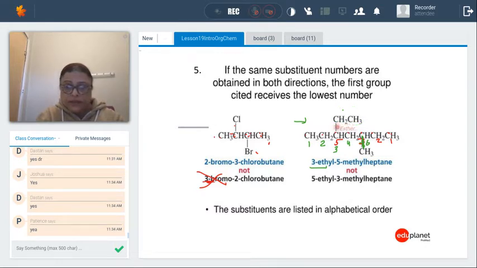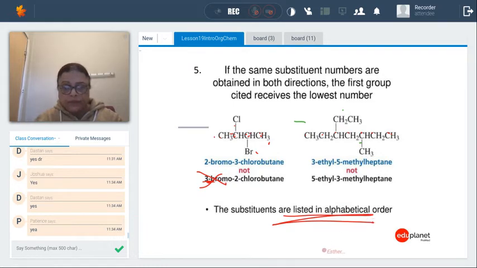And if you have the same numbers, whether you count from left to right or from right to left, then the alphabet decides. Just like Br got the smallest number here, 2-bromo. Also here, ethyl will get the smallest number, 3-ethyl, and not 5-ethyl. So this is another rule.